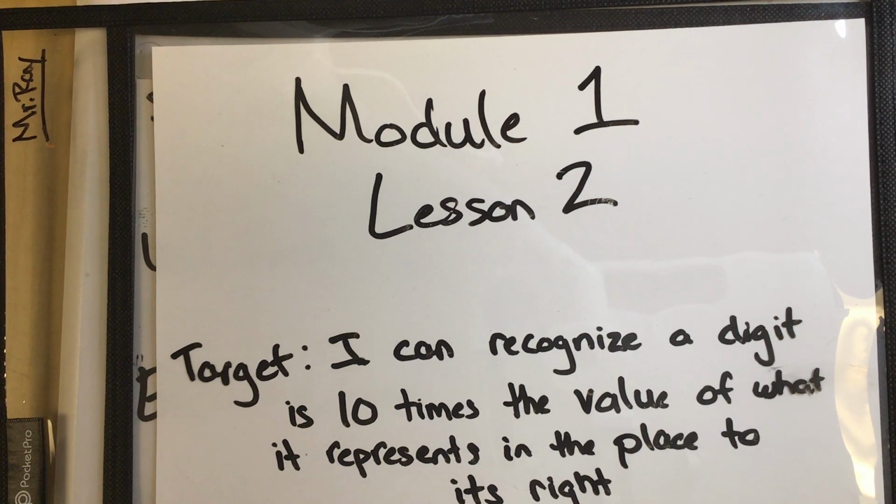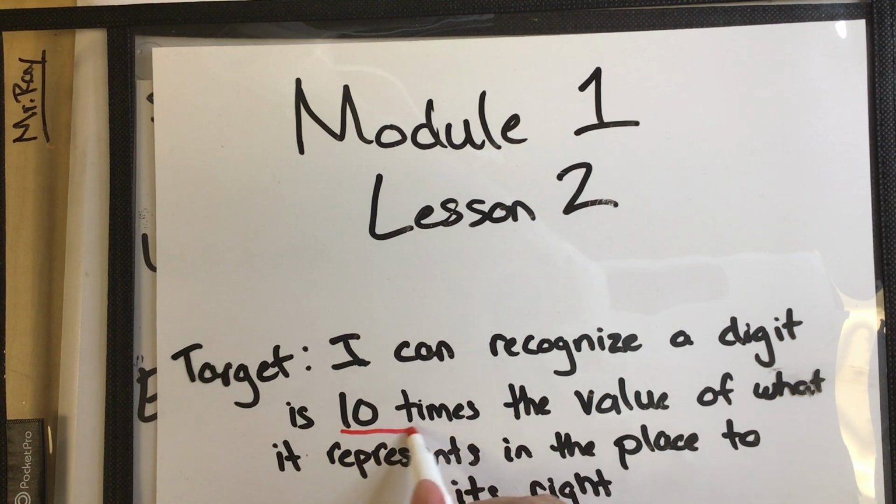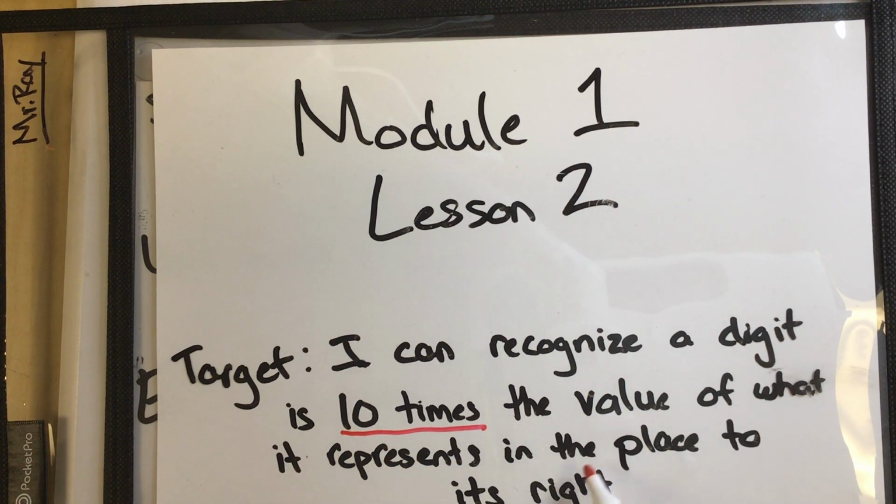Hopefully this will make it easier for you to see how we can multiply a value by 10 and notice which place value it'll be after we multiply, okay? If that sounds a little confusing, bear with me, and hopefully this lesson will help clear things up. So our target today is: I can recognize a digit is 10 times the value of what it represents in the place to the right. Our important word spots are going to be 10 times, and the place to the right, or its right. And I'll show you what that will look like, okay?